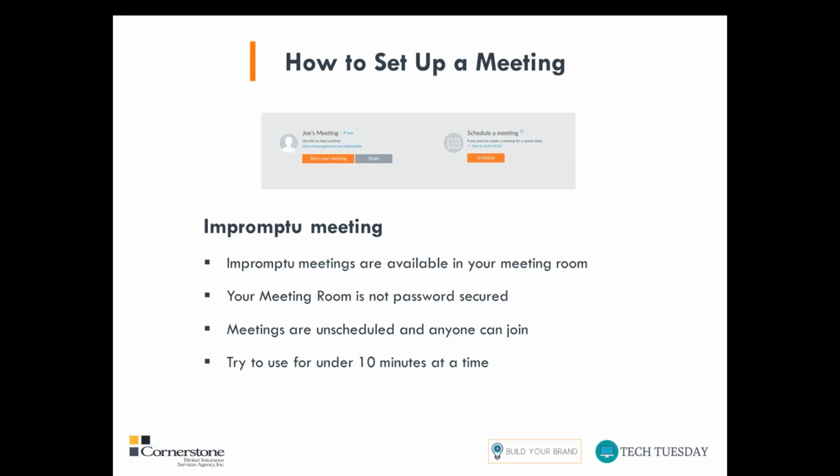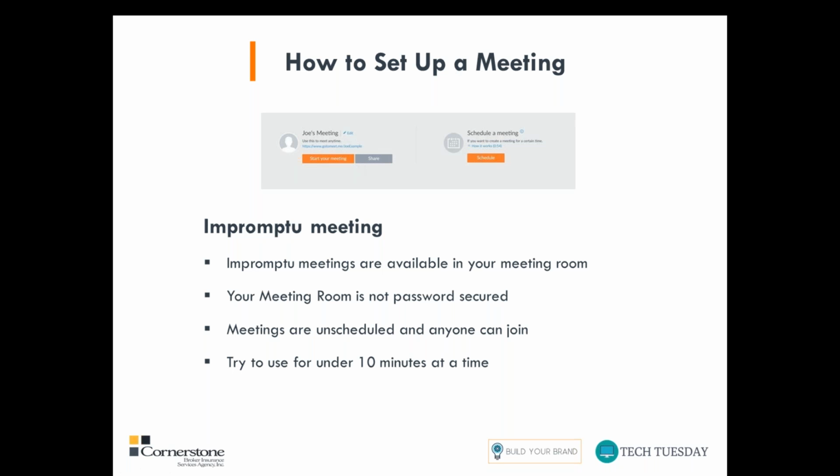So as far as setting up a meeting in GoToMeeting goes, there are two different types. First, we're going to be covering an impromptu meeting, and next we're going to be covering the scheduled meetings. Impromptu meetings are available in your meeting room. So when you log into your website, it's the first thing you see. As you see by the Joe's Meeting Room little icon up above, you see the Start Your Meeting and Share options on the left. That's the meeting room options.